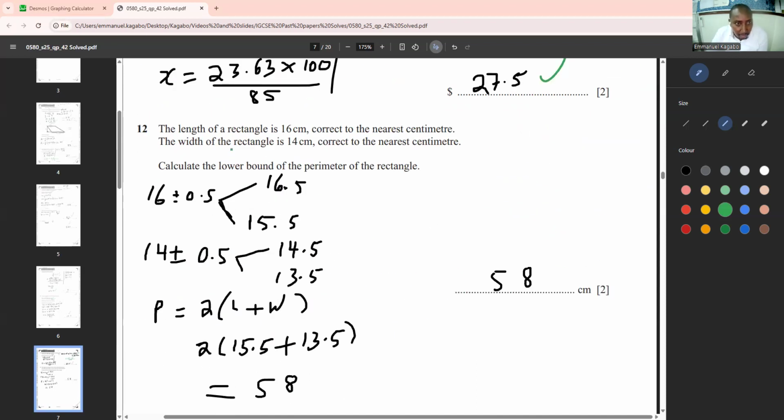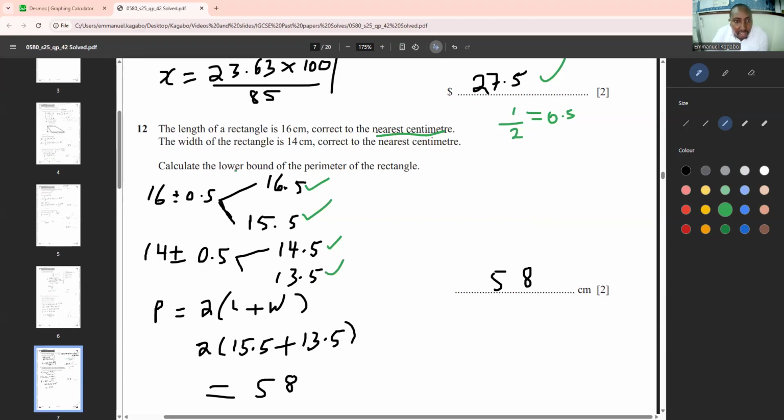Good. These are the sides of the rectangle. They said correct to the nearest that. So it will be 1 divided by 2 gives me 0.5. Then I do plus or minus of that. This will be the upper bound of the side, and this will be the lower bound of the side. The width is 14 plus or minus. Also, you do plus that gives you the upper bound of the width and the lower bound of that.